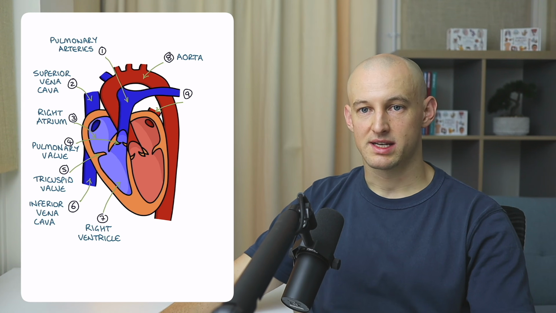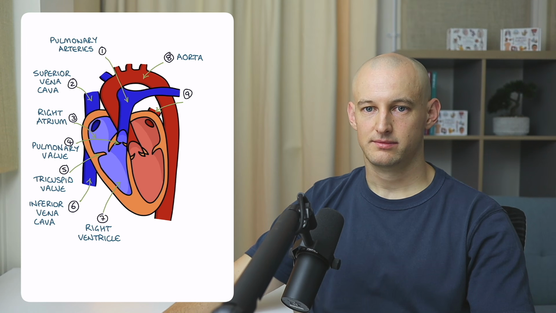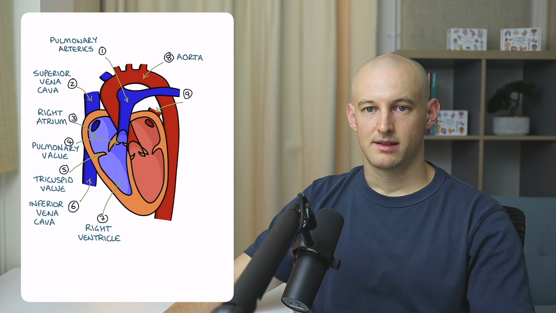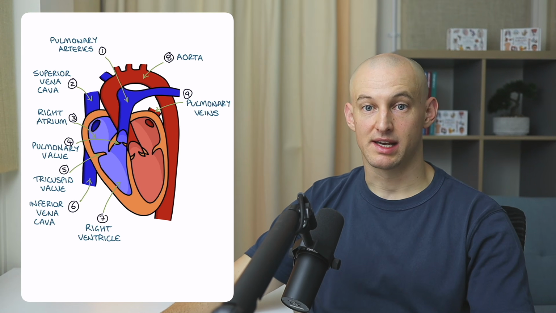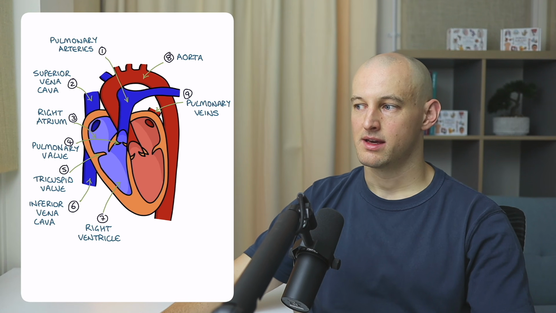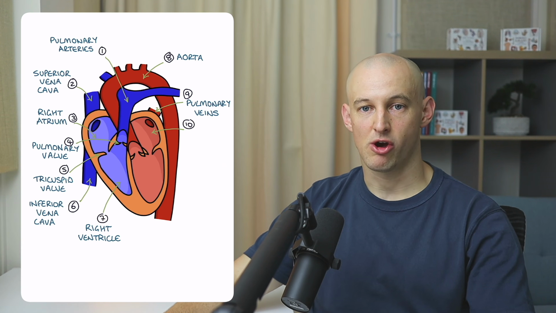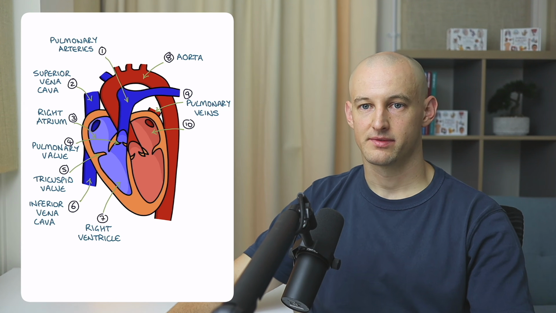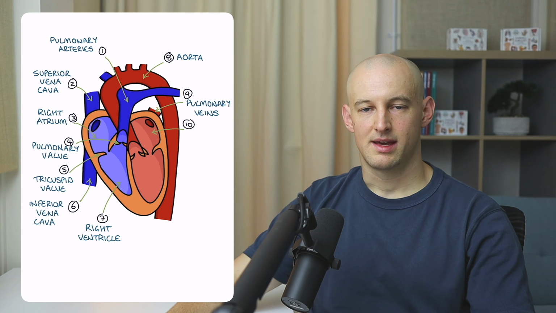Question 9. What is the name of the vessels that bring blood into the heart on the left-hand side? These are the pulmonary veins coming back and draining blood away from the lungs, taking them into the heart. Question 10. What's the name of this chamber or this space on the top left-hand side of the heart? This is the left atrium.